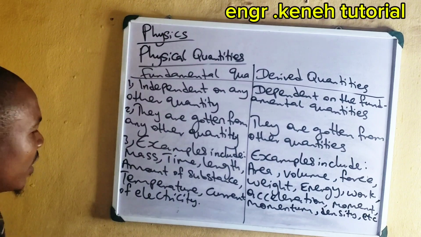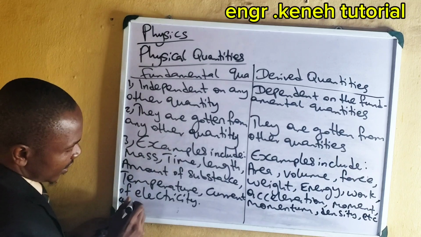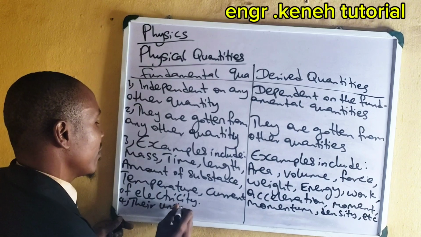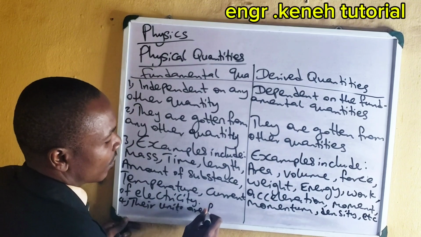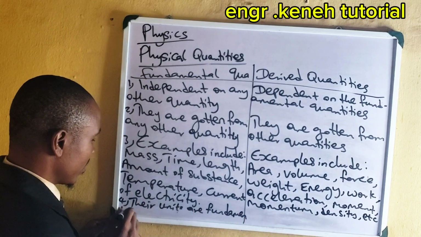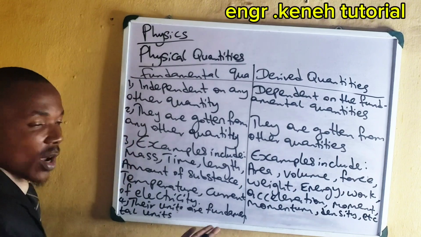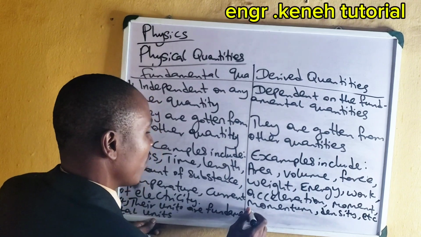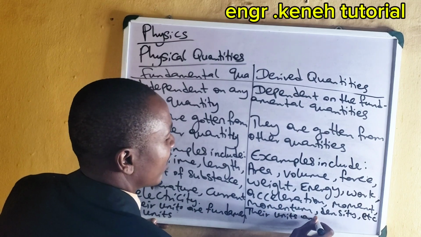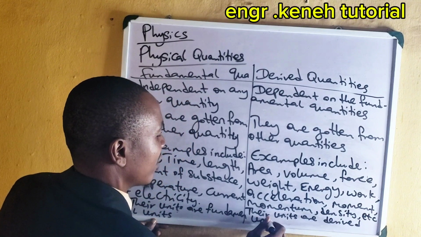That is number three. Number four, you may also say that their units are fundamental units. That's another way of writing the difference. Their units are what? Fundamental units. Here, for number four, you say their units are derived units. Can you see that?